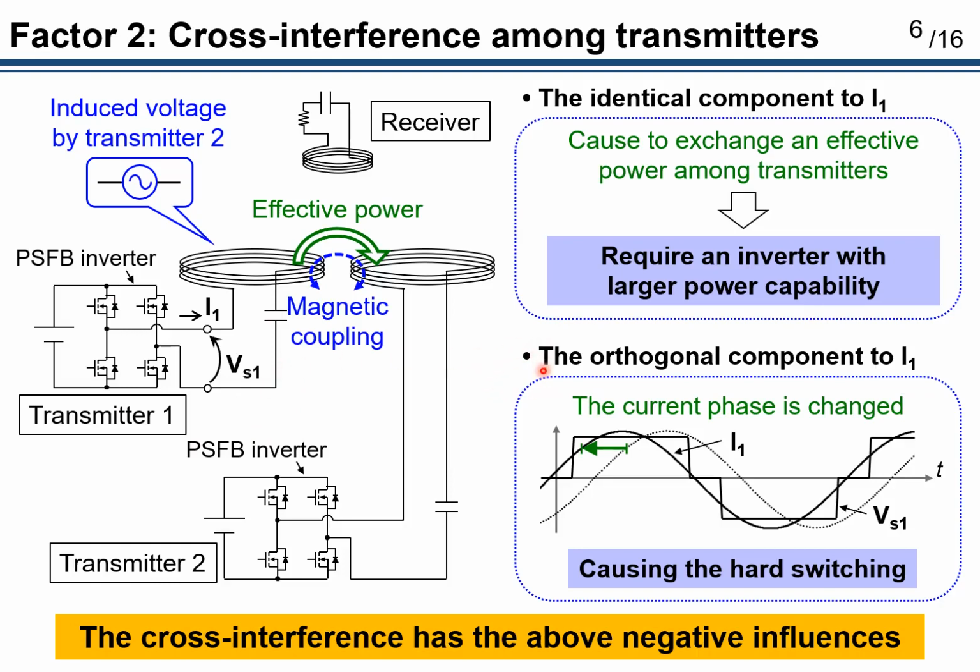The second is the orthogonal component to I1. This component causes a change in the current phase, resulting in hard switching. Therefore, the cross interference has both negative influences on the system.